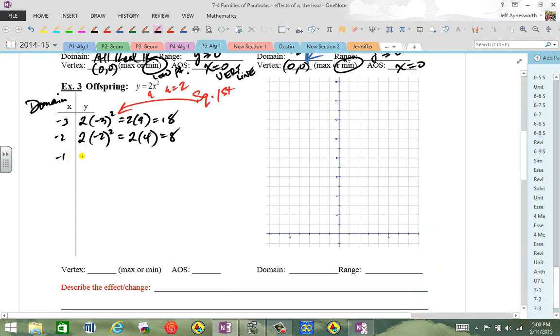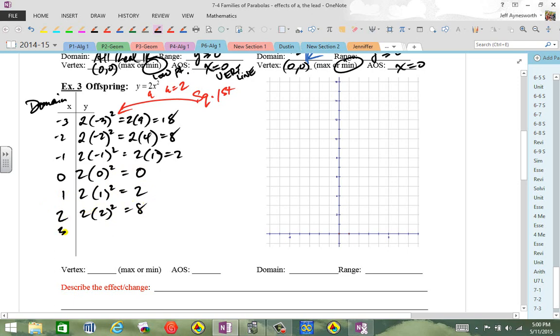Okay, negative 1. So 2 times negative 1 squared. That's 2 times 1. This is hard math, which is 2. 0. This is really hard. This is like a brain cruncher, man. 0 squared, 0 times 0. Times 2 is 0. All right, 1. 2 times 1 squared. This is hard. 2 times 1 is 2. 2. 2 times 2 squared. 4 times 2, 8. 3. 2 times 3 squared. That's 2 times 9, or 18.